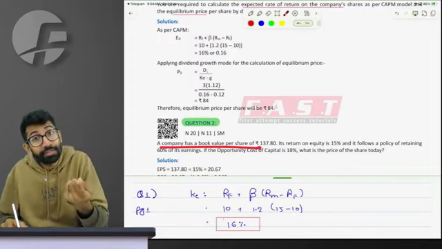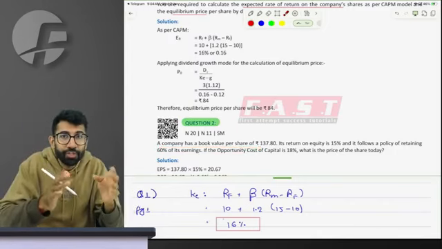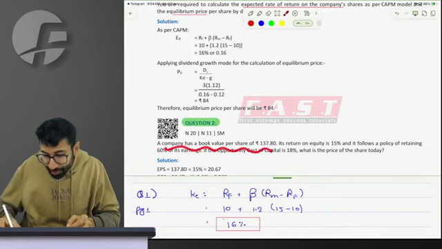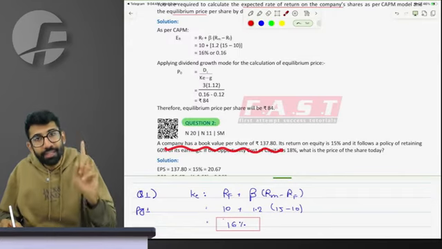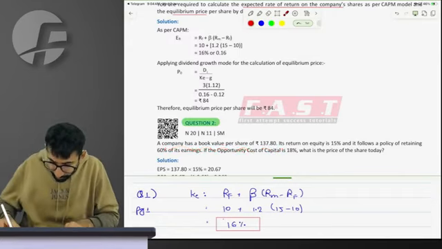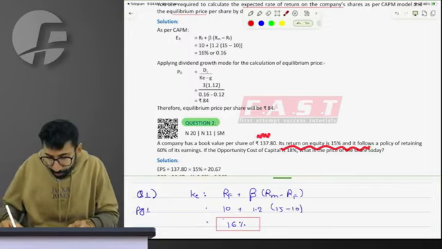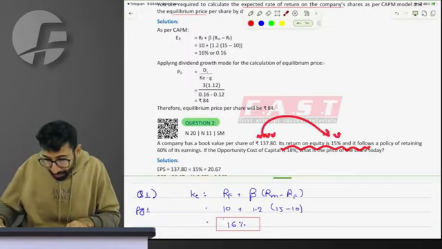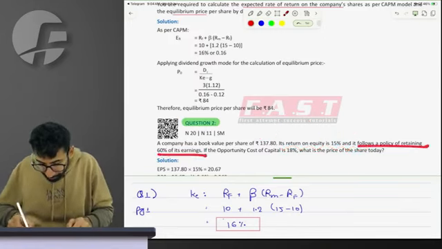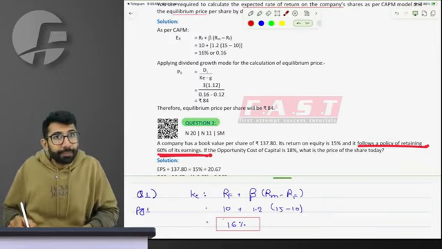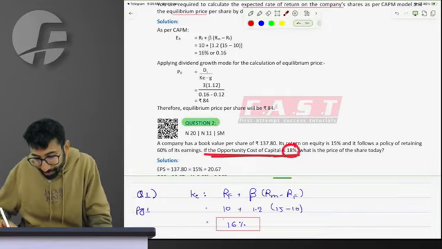Yes, sir. The total equity shareholder fund divided by the number of shares, which means as per the balance sheet, what is the value of every one share of the equity? Fine, sir. Its return on equity is 15%. If book value per share has been given, if ROE has been given, fine, it follows a policy of retaining 60% of its earning, if the opportunity cost of capital is 18%.